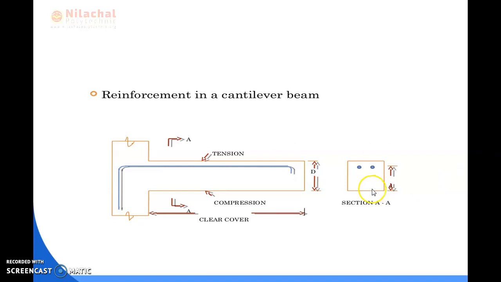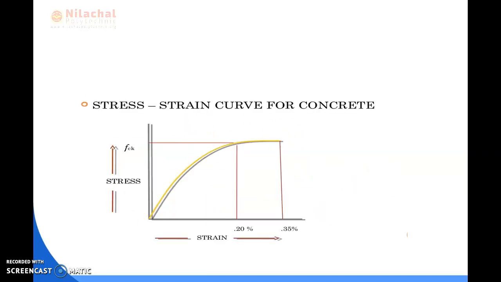In the cantilever beam, also, the bars are provided in the tension zone, and the overall size of the beam is called capital D, and from the center of the bar to the bottom of the section is known as small d. Here the reinforcement bars are provided in the tension zone, and this is the compression zone for the cantilever section. That is also a support, and from the support to the end of the section is known as the effective span. Okay, then we go to the next part.